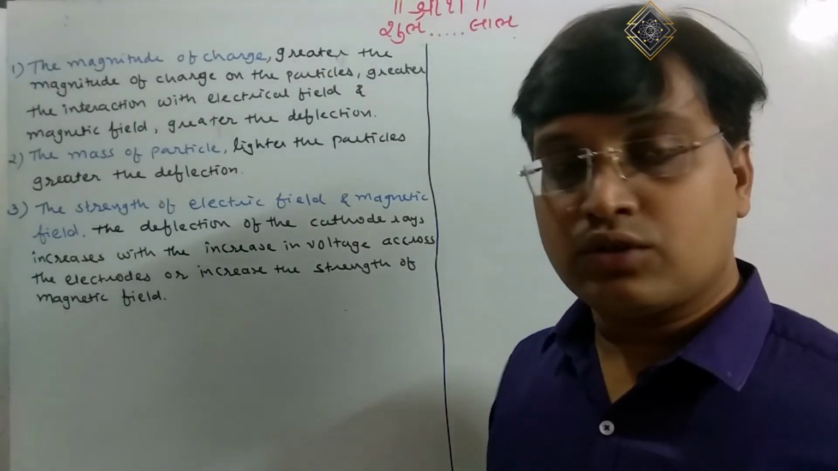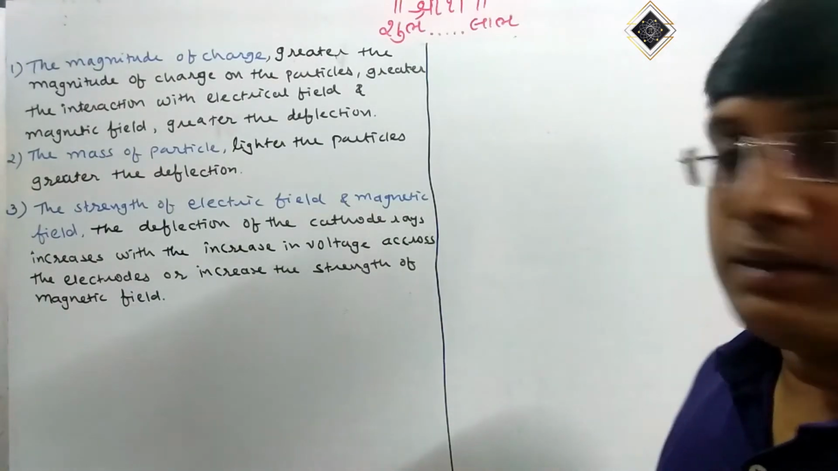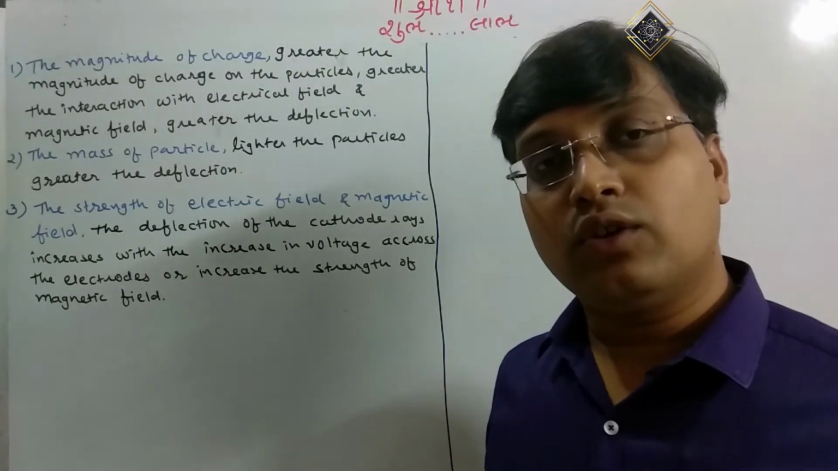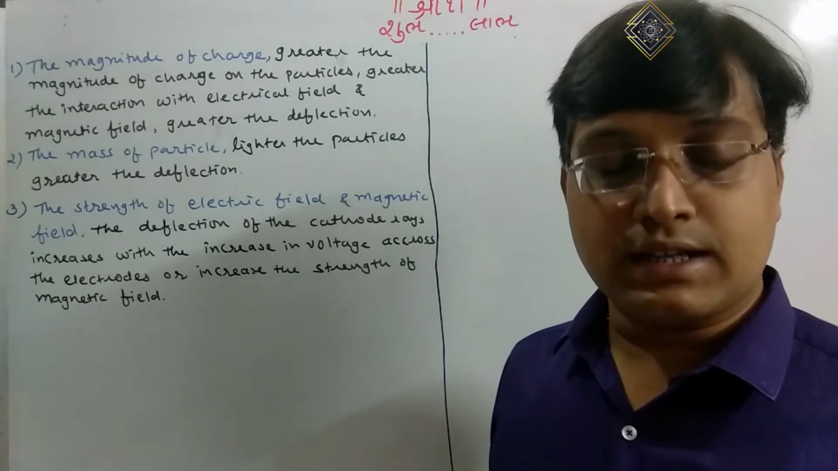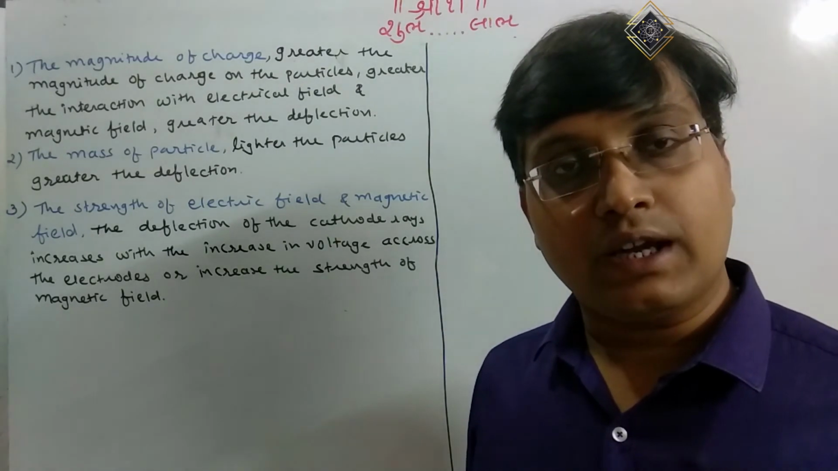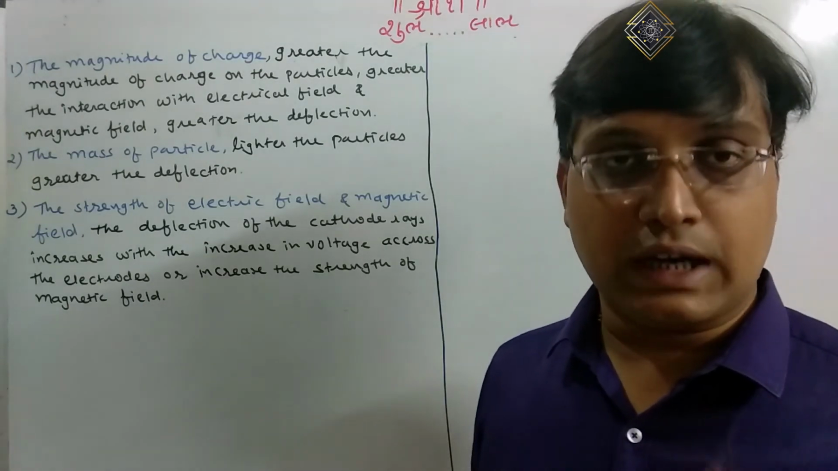Clear? So by calculating all these things, the strength of electrical field and magnetic field, and with other data, J.J. Thomson derived the value of e/m, that is charge to mass ratio for the electron, and that value is 1.7588 × 10^11 coulomb per kilogram.